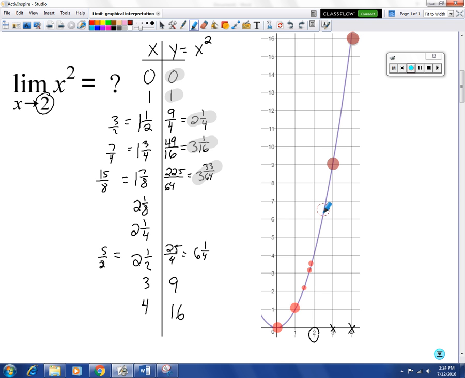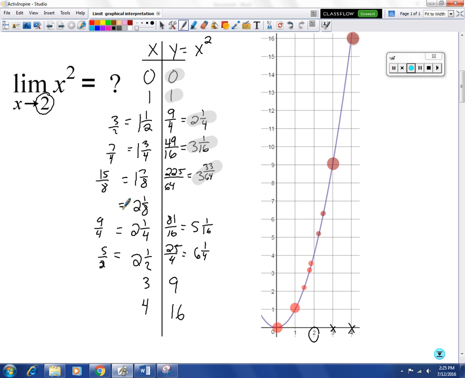So that would be, that's a 2.5, about 6 and 1/4, right about there. Alright, and 2 and 1/4. That is 9 over 4. Square both of those, you get 81 over 16. 16 goes into 81 5 times, got a remainder of 1. So at 2 and 1/4 on the x-axis, I get an answer of 5 and 1/16, just barely above 5, right there. And we'll do 2 and 1/8.